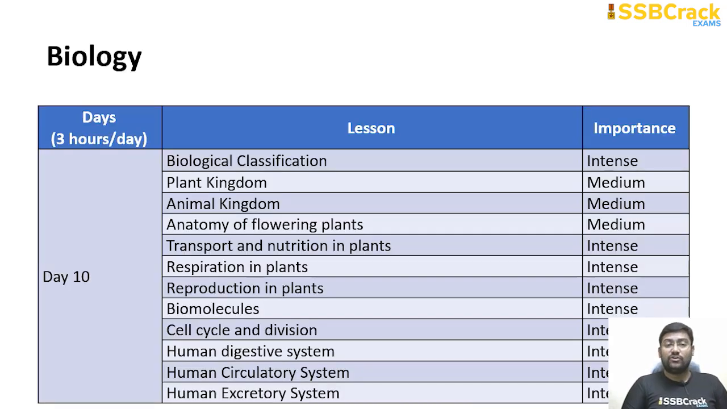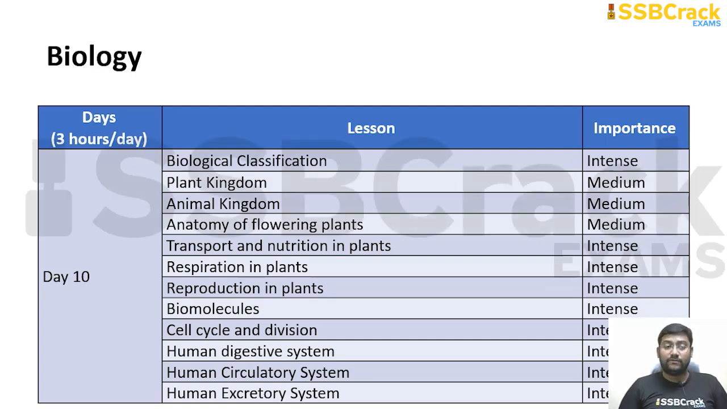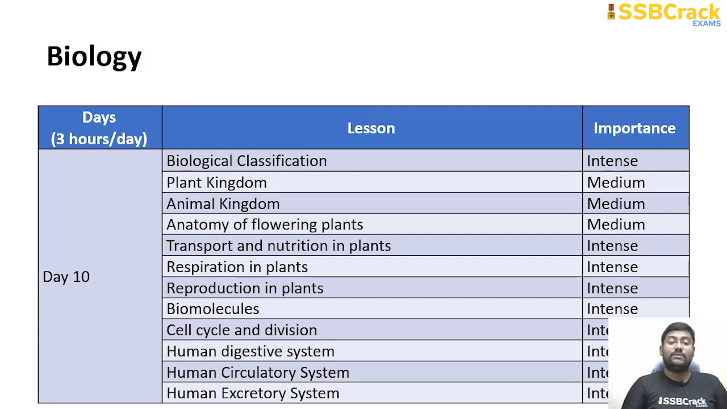So make sure that you are sticking to the plan, and on day 10, 3 hours per day, you'll be spending on biological classification, plant and animal kingdom, anatomy of flowering plants, respiration in plants, transportation of nutrients in plants, reproduction in plants, biomolecules, cell cycle, human digestive, human circulatory, and human excretory system.